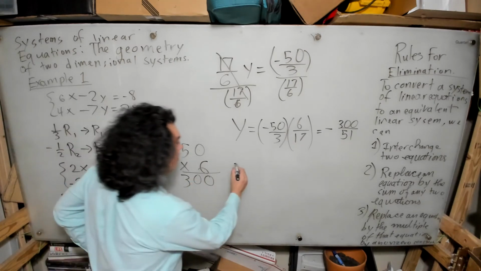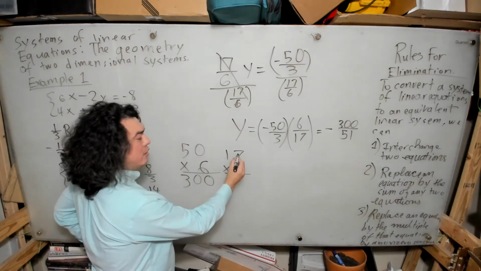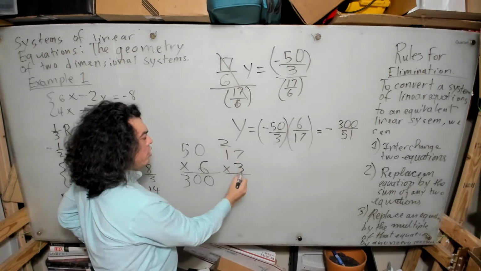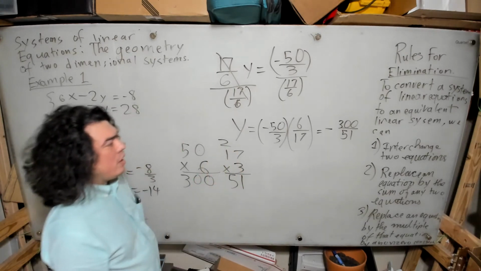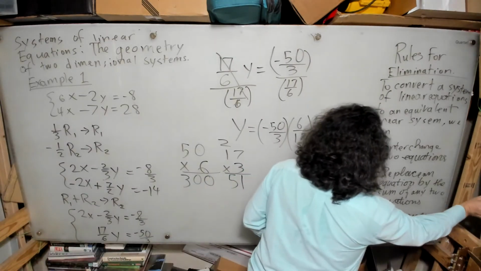What is 3 times 17? 3 times 7 is 21. So I bring down my 1 and I carry my 2. 3 times 1 is 3, plus 2 is 5, 51. And so you can see that that is my value of y.